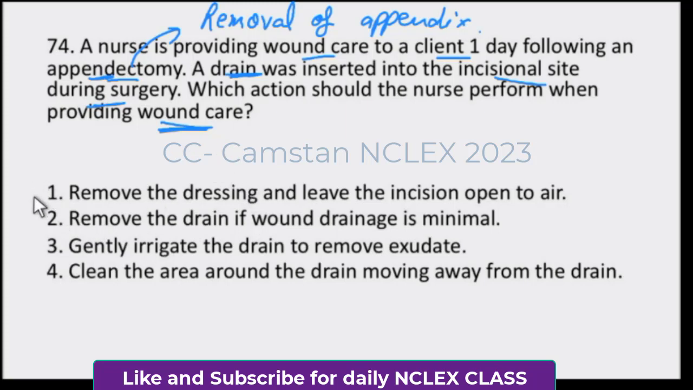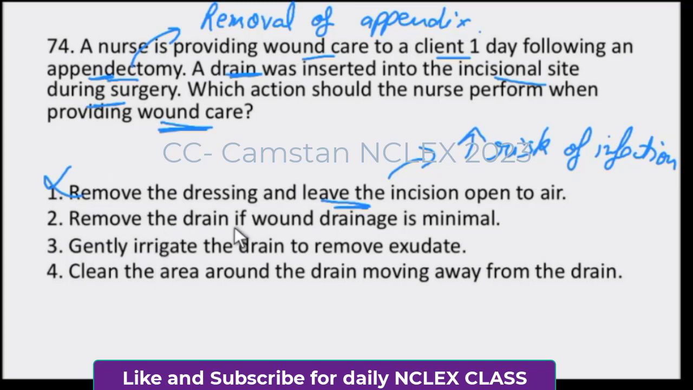Now quickly let's read the options. Remove the dressing and leave the incision open to air. Well, the nurse cannot leave the incision open to air because it can increase the risk of infection. So this step is incorrect.